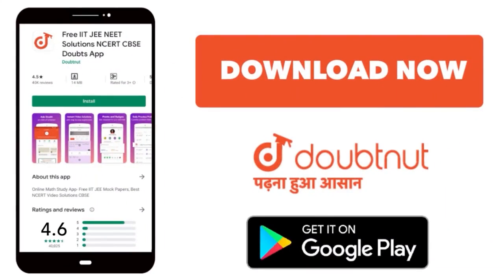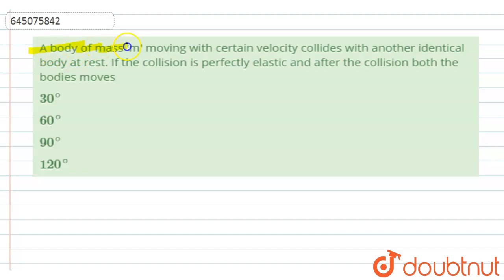Download Doubtnut app today. The given question is: a body of mass m moving with certain velocity collides with another identical body at rest. If the collision is perfectly elastic and after the collision both the bodies move, we have to find the angle between the bodies after the collision. The options are 30 degrees, 60 degrees, 90 degrees and 120 degrees.